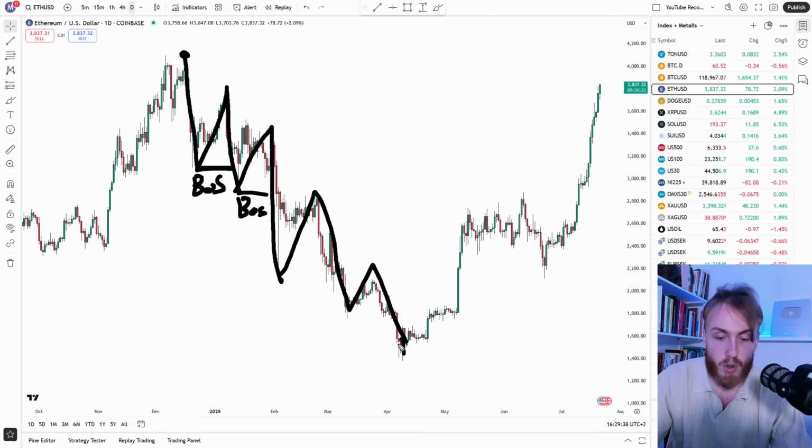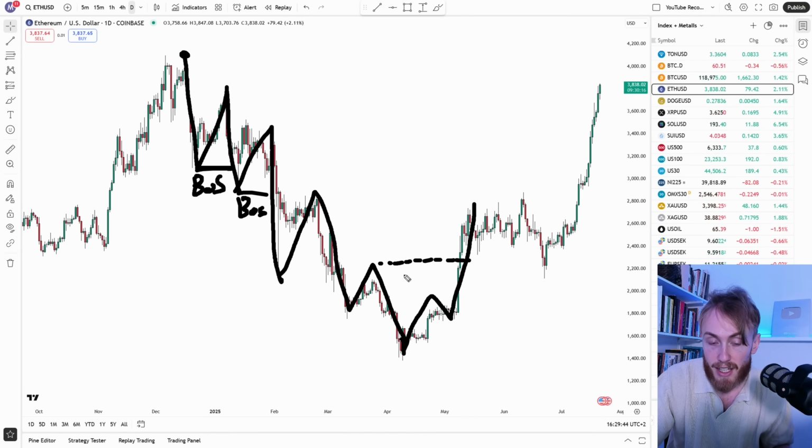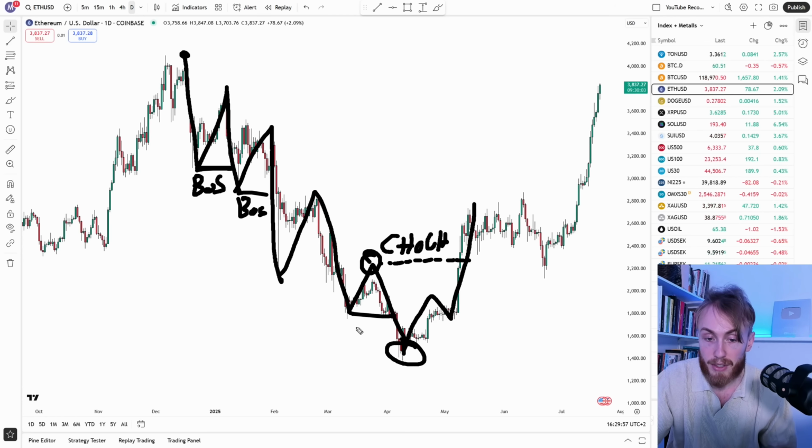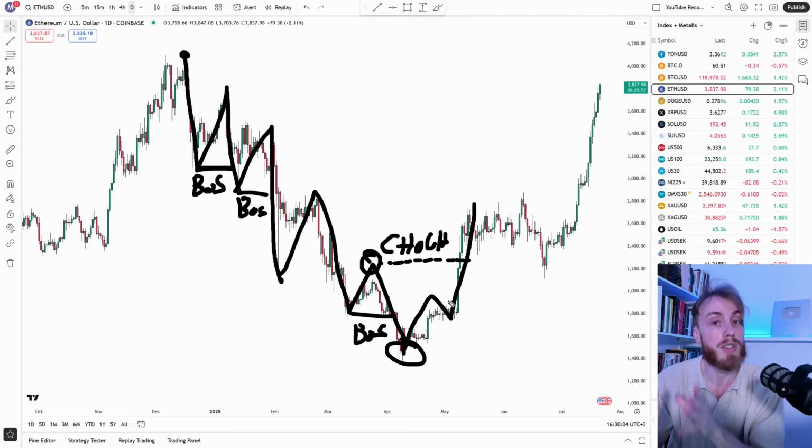But a concept that is even more important when it comes to reversal trading is something called a change of character. And a change of character is when we break above, at least in the case of a downtrend, right, when we break above the last high that led to a break of structure. This right here is our change of character. And this indicates a reversal to the upside.